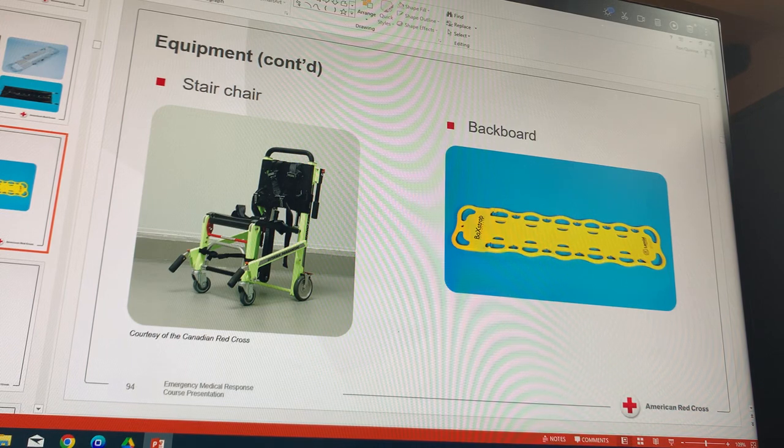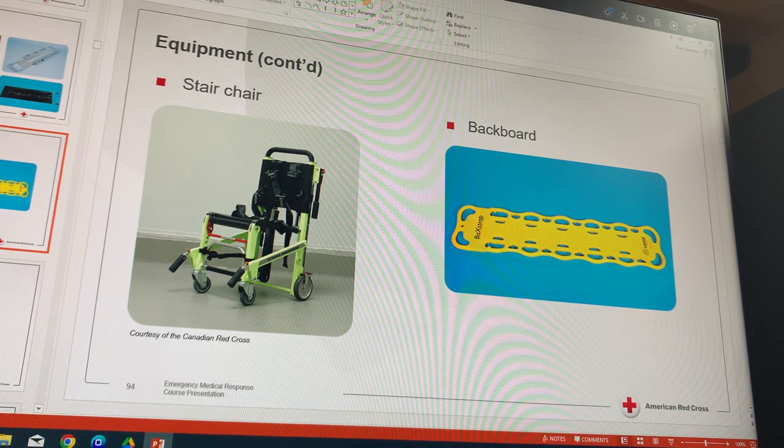Now to the right here, you see a backboard. Backboards are used to move a patient from the scene of the incident to a stretcher or another transport device. Backboards can also be used to provide spinal motion restriction of a patient's head, neck, and spine, and are considered a standard piece of EMS equipment.